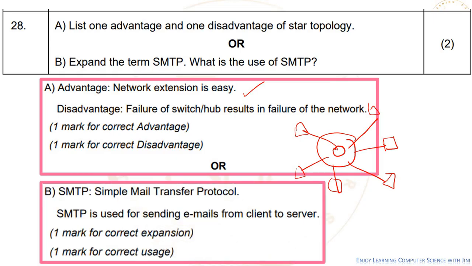Now expand the term SMTP, Simple Mail Transfer Protocol. Okay, SMTP full form is Simple Mail Transfer Protocol. What is the use of SMTP? It is used to send emails from the client to server. Simple mail transfer, it transfers. Okay, so 1 mark for the correct expansion and 1 mark for the correct usage.